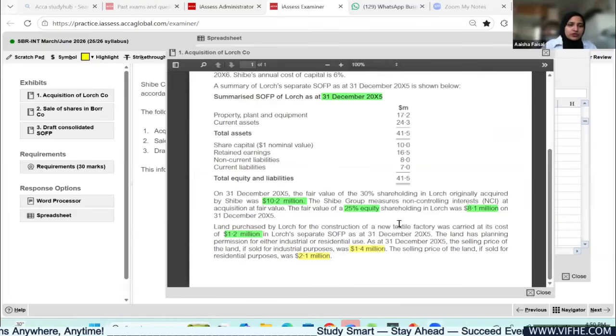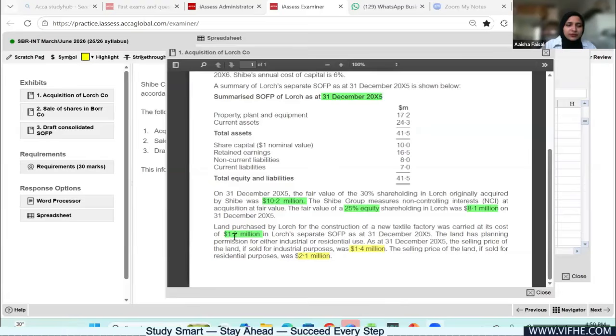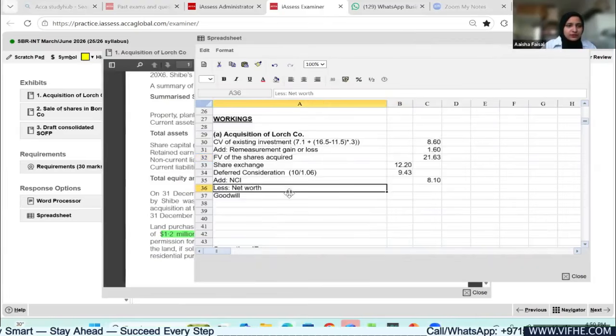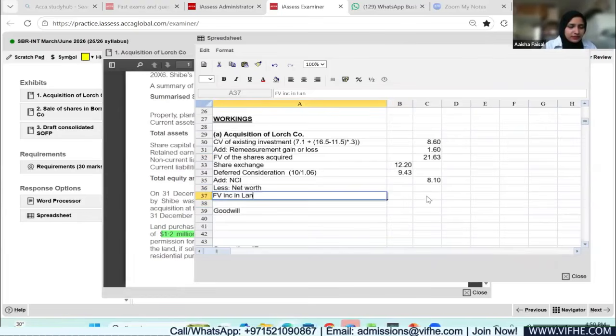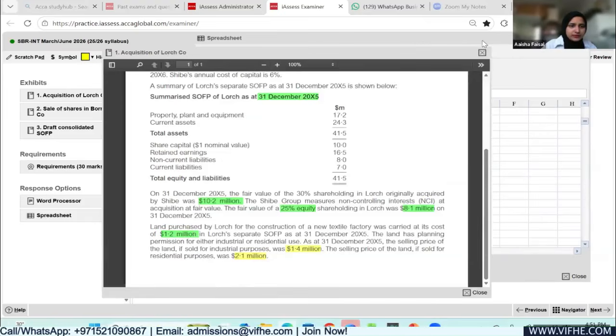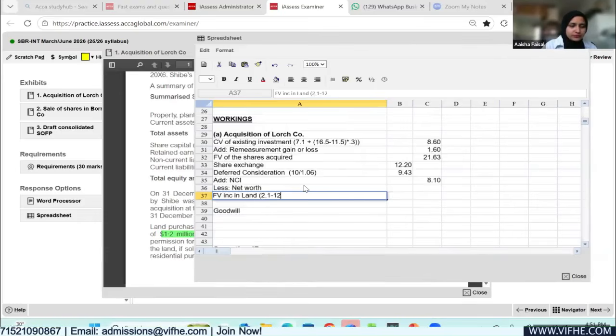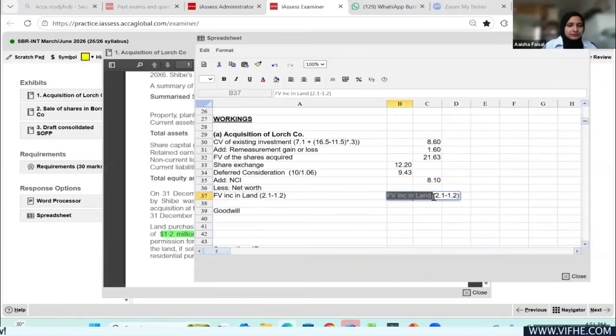Okay. So 2.1. You know that this will affect my net worth. If it's carried in my net worth as 1.2, and I want to make it 2.1, I will have to take the difference, the fair value increase. So in the net worth, I will have this land fair value increase in land. It will be 2.1 less 1.2. So that's a 0.9 increase.